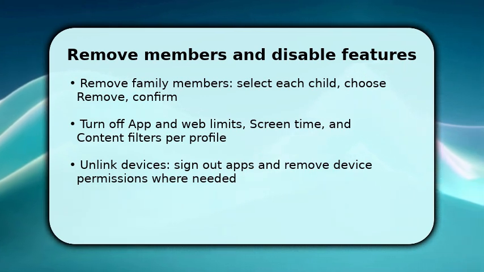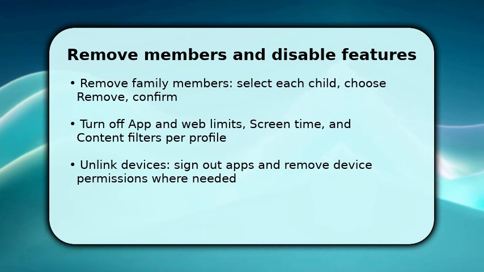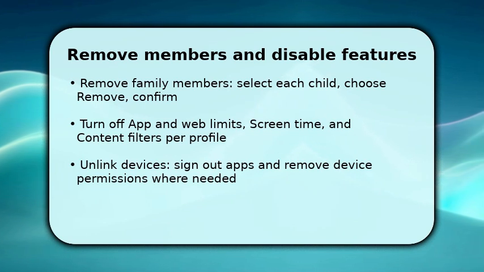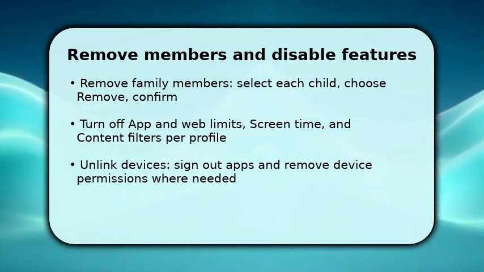Then, on each device, sign out of the Microsoft Family Safety app and uninstall it. Unlink devices and account settings so they stop reporting. This two-step clears both account and device control.